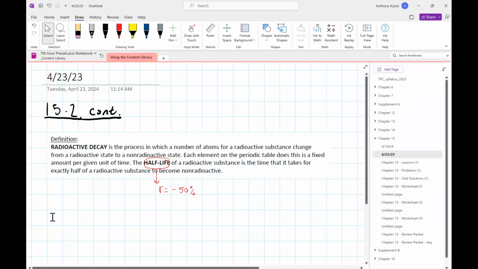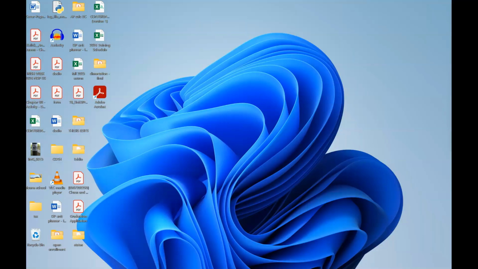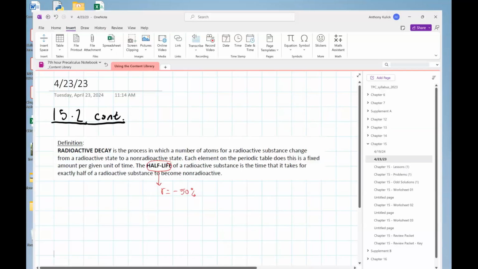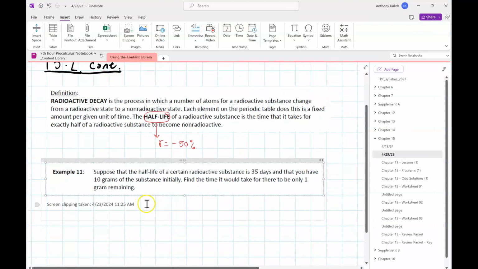For us, we'll still be using that same population model. The only difference here is that when you see half-life, you should immediately recognize that the R here is negative 50. So negative 50% is half-life. It's negative because you're losing stuff, it's decaying. It's an exponential decay problem, and 50 because it's a half. You're losing half.